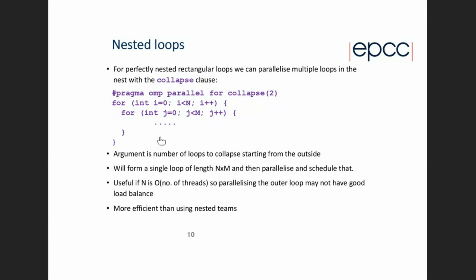Rectangular means that none of the bounds of the inner loops depend on the iterators of the outer loops. Okay, so I could not, for example, have j less than i here, that would not be a rectangular loop, and that's also not allowed.